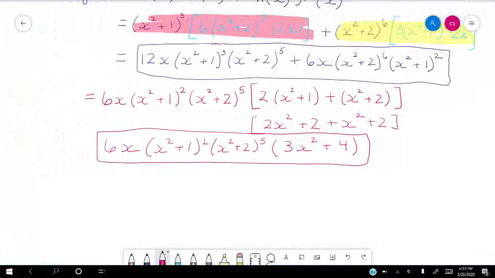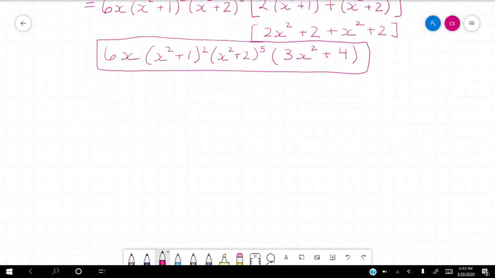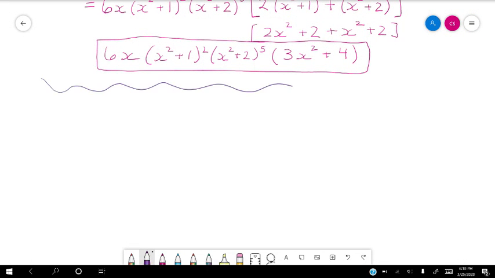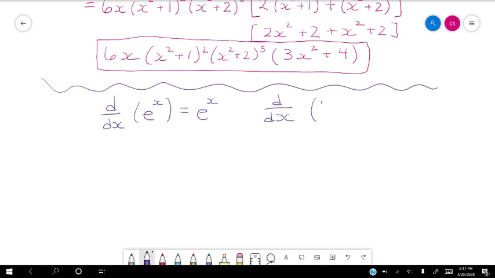Okay, so we remember that the derivative of e to the x is e to the x. But we know there's infinitely many exponential functions with different bases. So the question we're going to ask: what's the derivative of an exponential function of any base, like b to the x? And we're going to figure this out by deriving it using the chain rule.